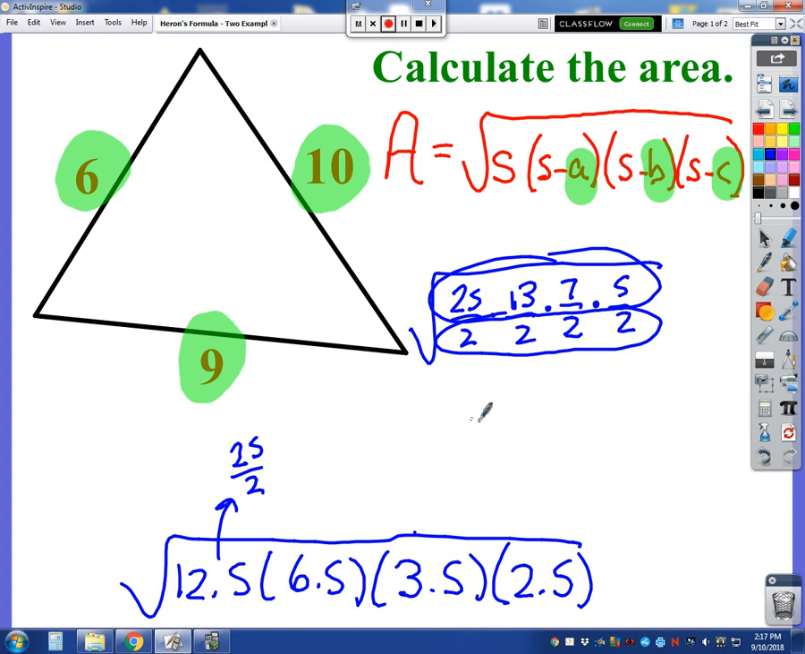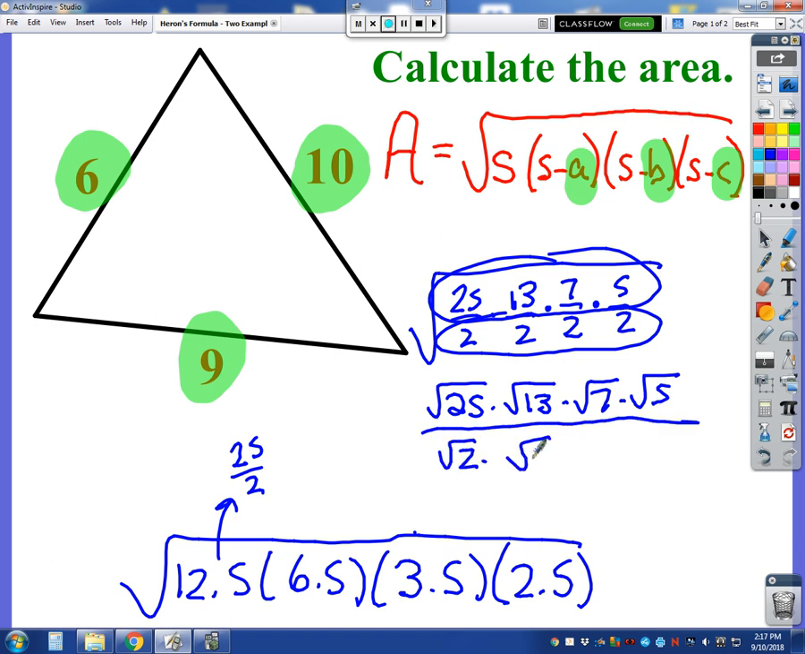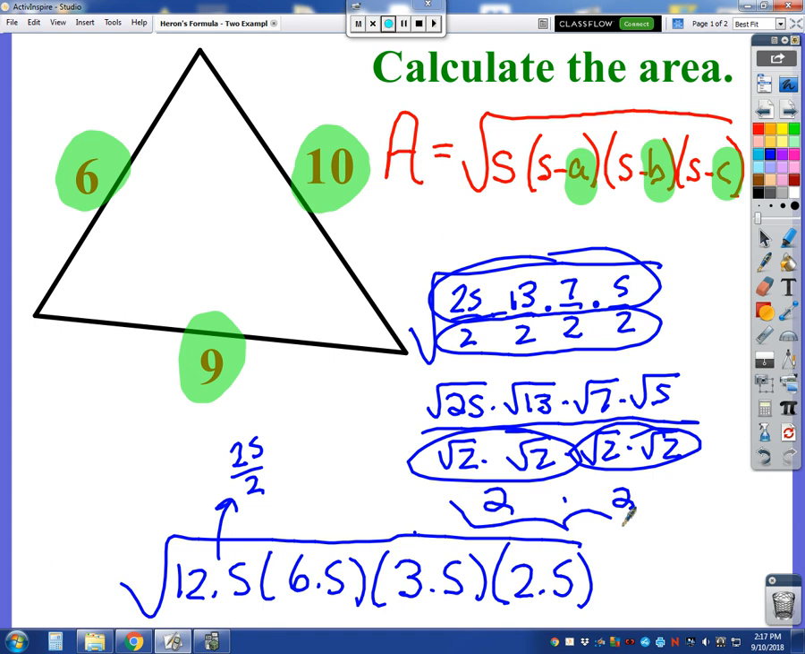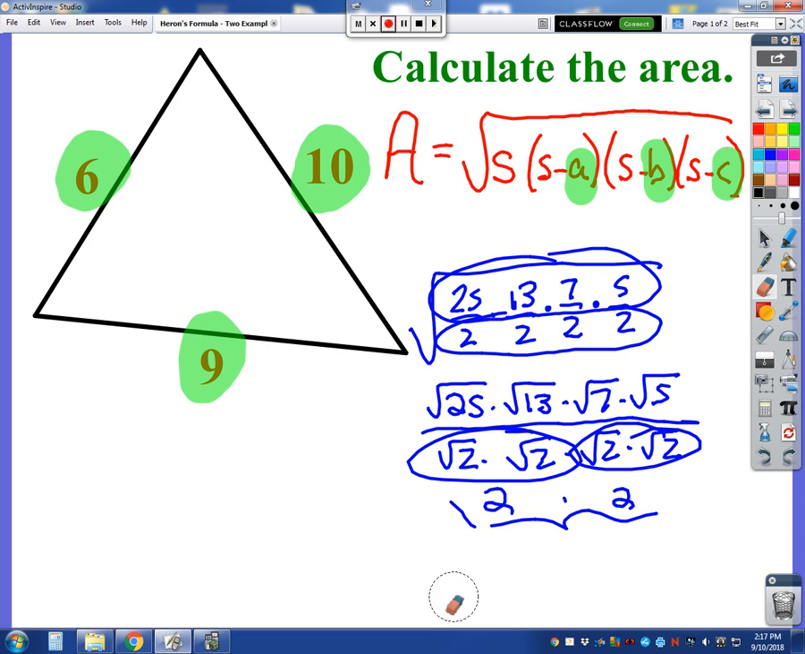That top number isn't really going to be anything too terribly friendly here. But you could take the square root of each individual value. So if I had the square root of 25 times the square root of 13 times the square root of 7 times the square root of 5, all over the square root of 2 times the square root of 2 times the square root of 2 times the square root of 2, well, down here, you could get a 2 out of that. You could get another 2 out of that, which altogether in the denominator gives you a 4. And then, hey, this square root of 25, that's a nice 5.